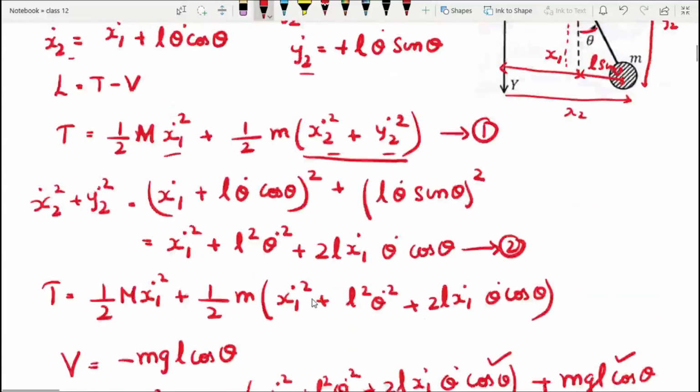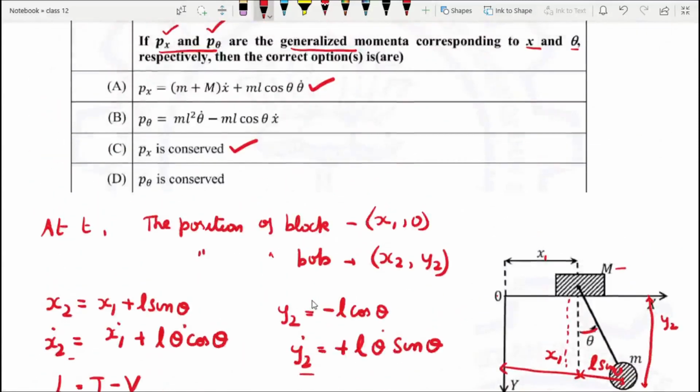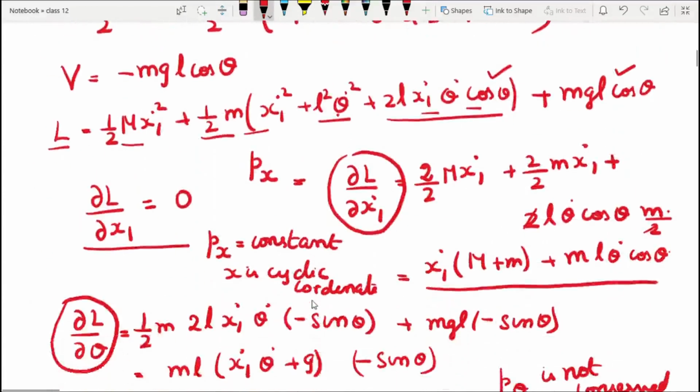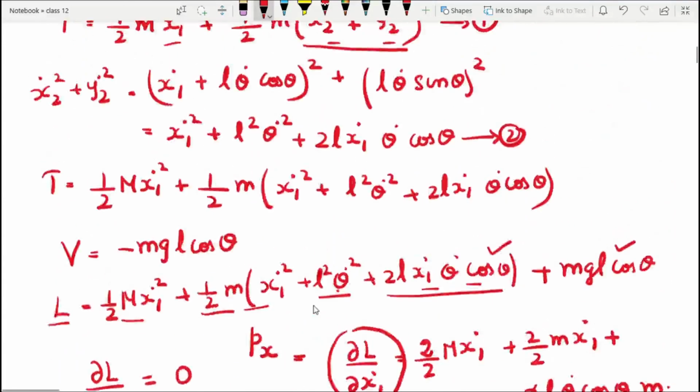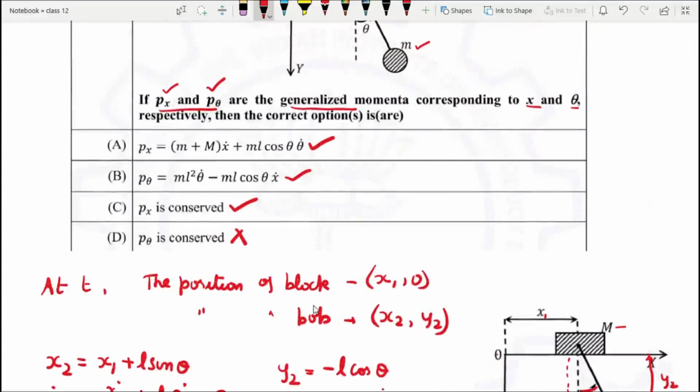Okay, so this option is incorrect. Now we will check whether this option is present or not. If you take this option, this is P of theta. Here in our answer we have got minus plus, but in the answer it is given as a minus. So this option is also incorrect. So the answer is option A and C.